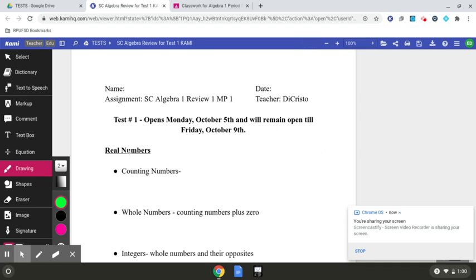Okay, so this is your review sheet for your first test. You are able to use this when you take your test, so anything you write down will definitely be helpful to you. So make sure you're adding in and writing whatever you need.